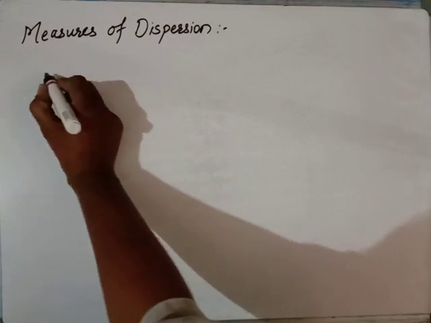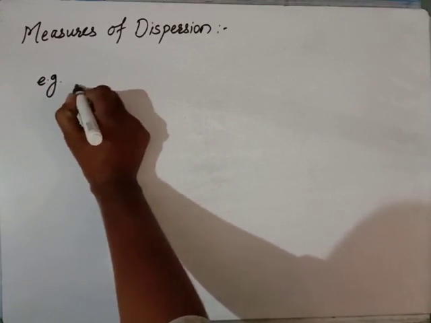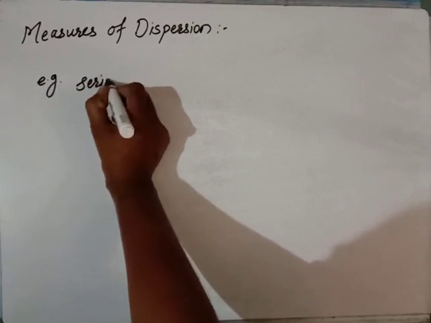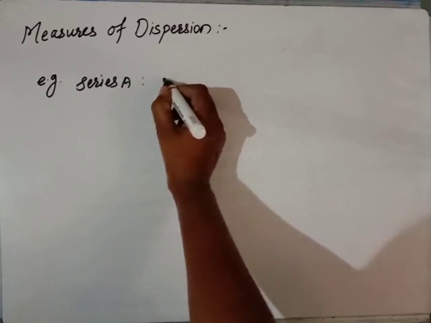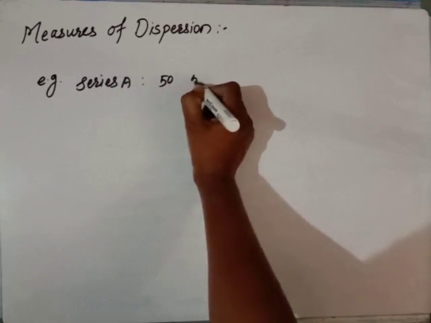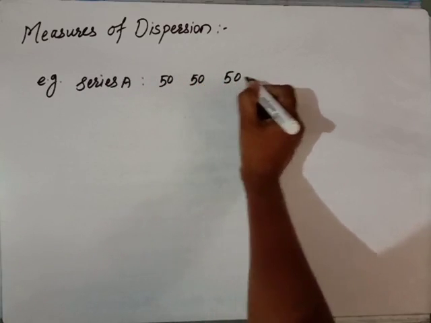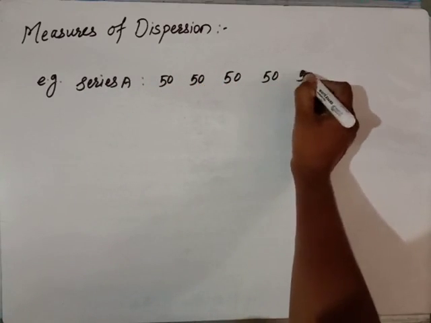Now there are various measures of central tendency that give a single figure that represents the entire data. But the average alone cannot adequately describe a set of observations unless all the observations are the same. For this let me take an example. Suppose I have three series. Series A with the observations 50, 50, 50, 50 and 50.